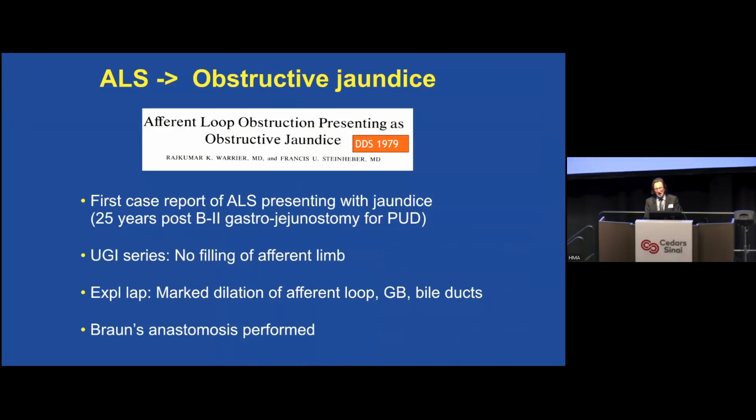Now, obstructive jaundice as a presenting sign of afferent limb syndrome was first reported in 1979. It was a case report of a patient presenting with jaundice 25 years after a B2 gastrojejunostomy for peptic ulcer disease. On upper GI series, there was no filling of the afferent limb. There was no CT at that time. That's how they made the diagnosis. And the patient went to exploratory lap, which showed marked dilation of the afferent loop, the gallbladder, and the bile ducts, and a Brown's anastomosis was performed.